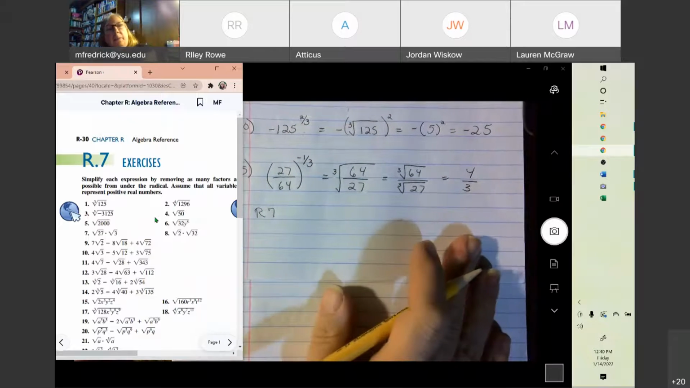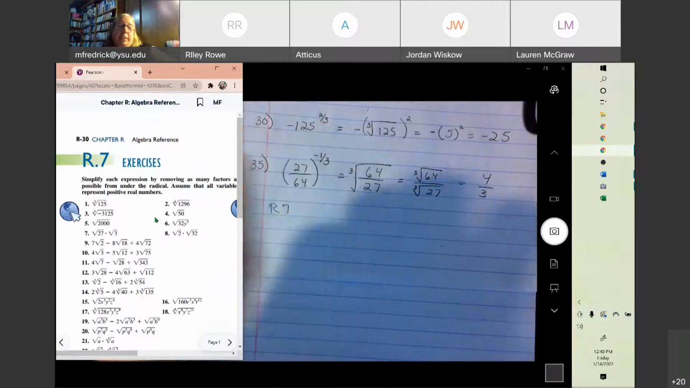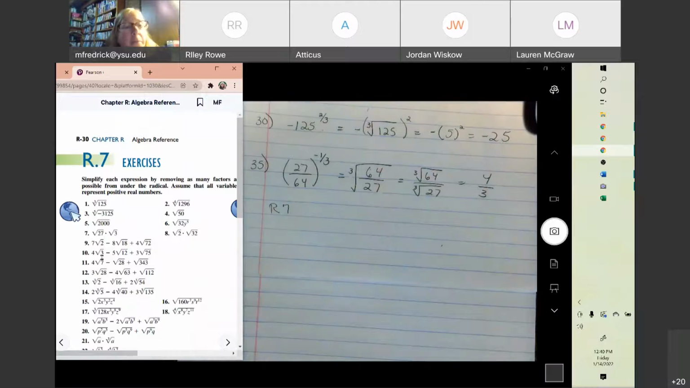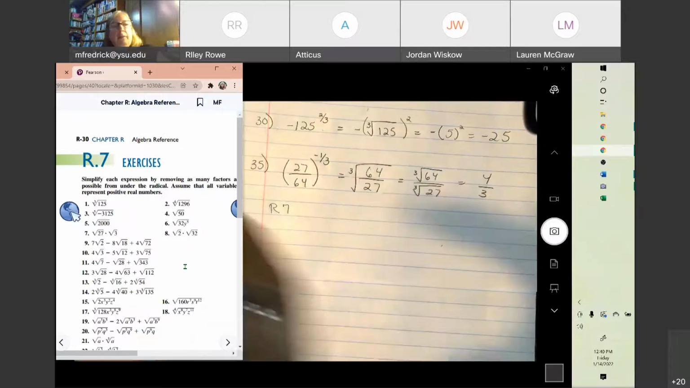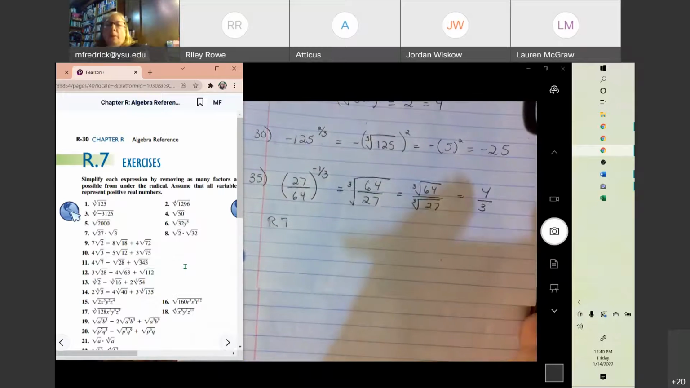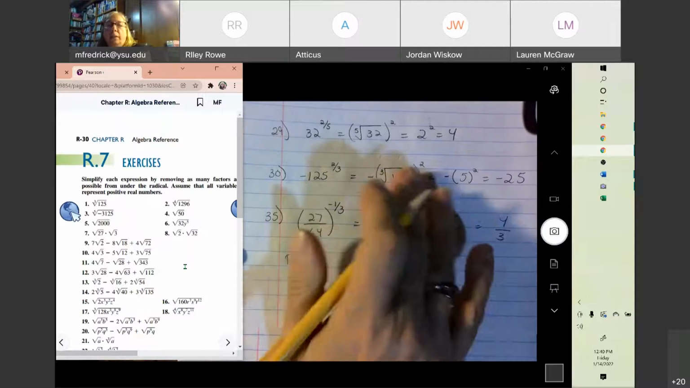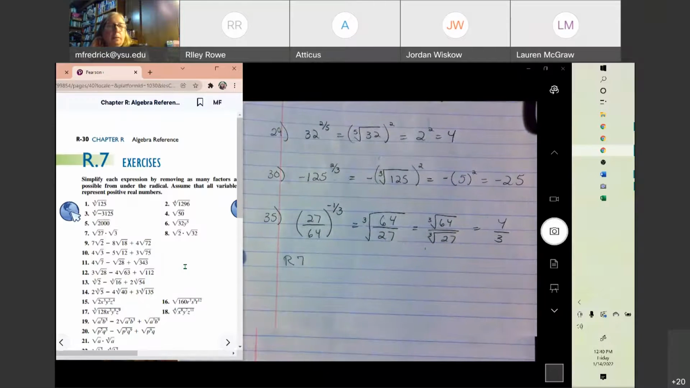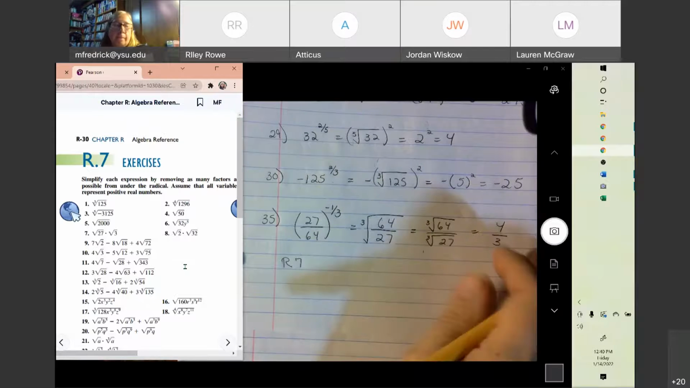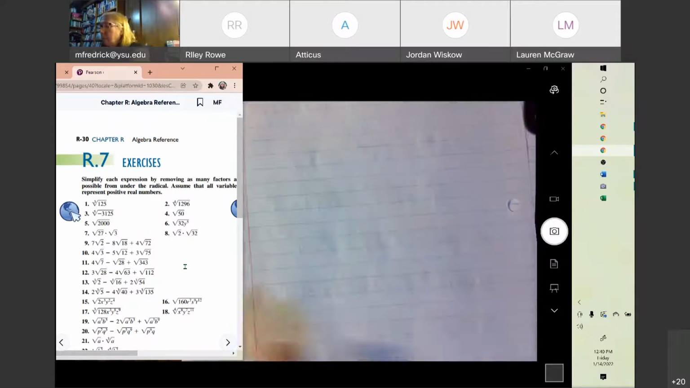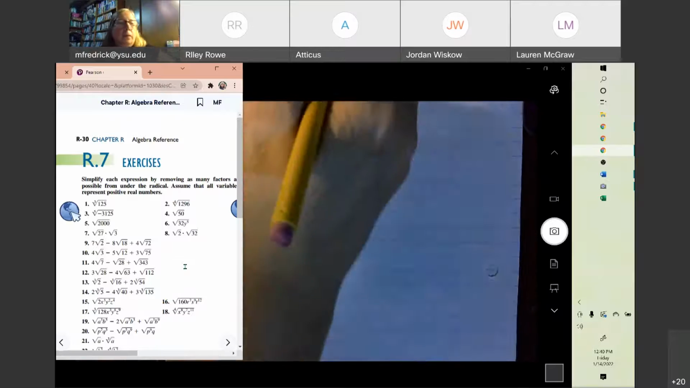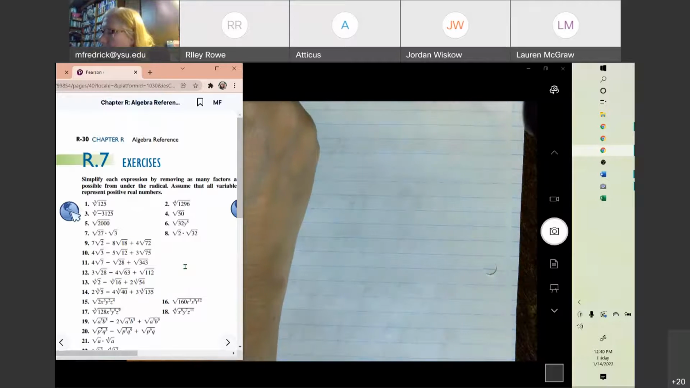The last review is, well, some of it we've already done, the square root parts. But when you do have square roots, let's do number 10. Are there any questions, though, on the last couple we did?